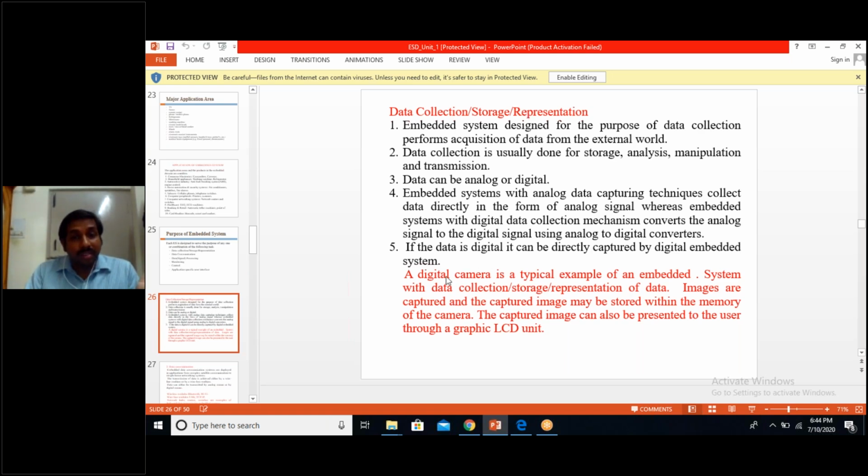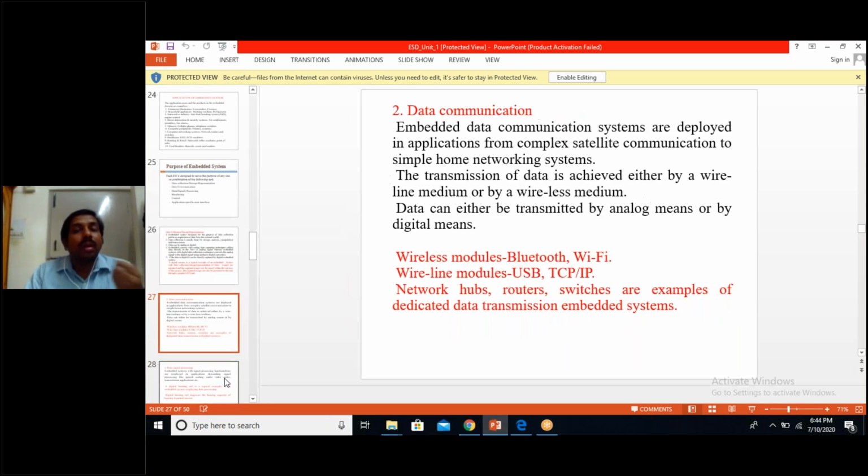So the example is a digital camera. Digital camera is going to capture it, then it is going to represent it in terms of a graphic LCD unit. So whatever the data you have captured, that is stored, and it is represented on a graphic LCD unit.